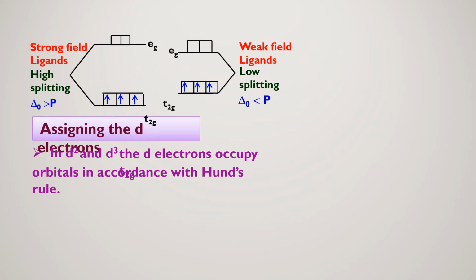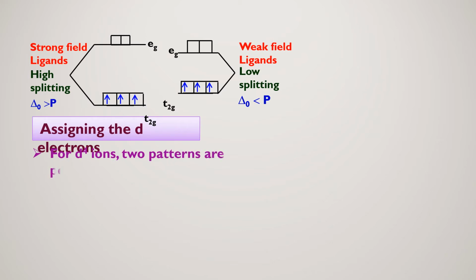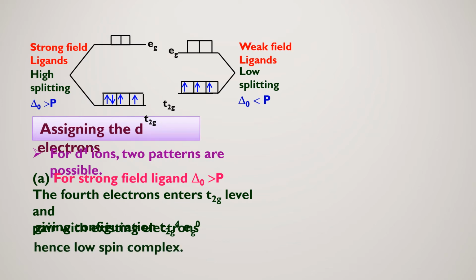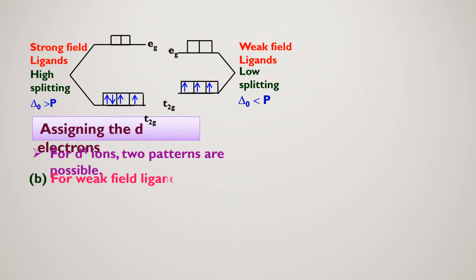When the fourth electron comes, when the d4 system comes in a strong field ligand, delta naught is greater than P here. That's why the fourth electron enters into t2g only. Means the electron gets paired in t2g itself, the fourth electron. But in a weak field ligand, what happens? It will not come into the t2g. It will go to the higher energy level, that is nothing but eg.